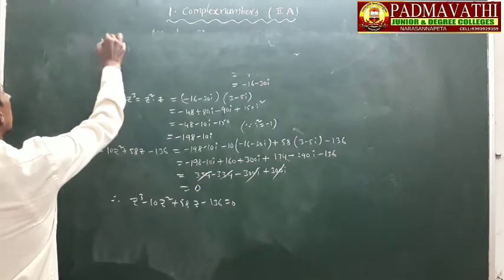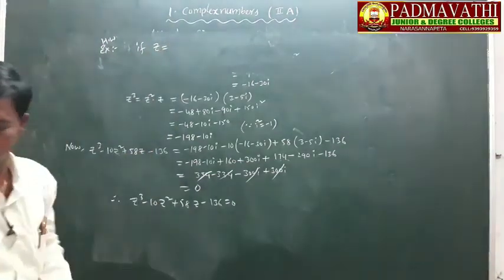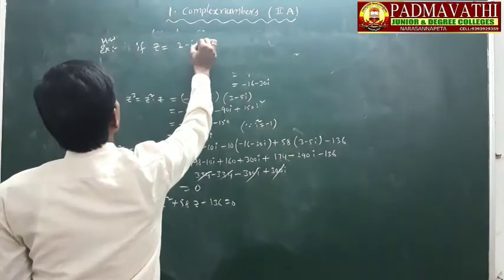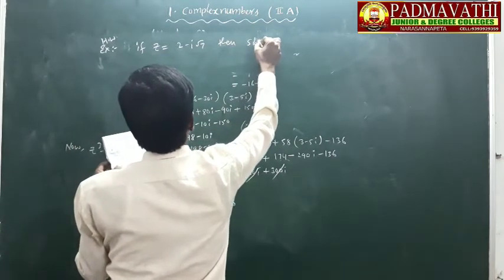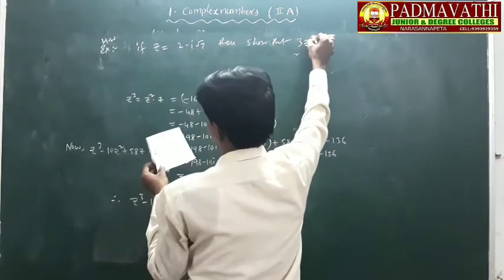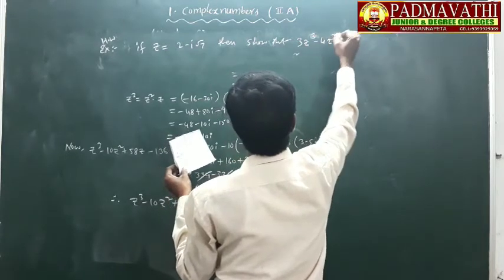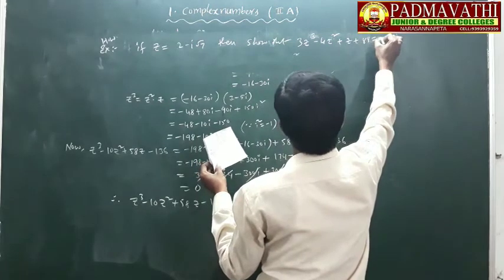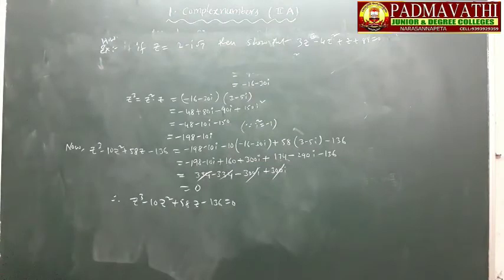Homework. If z equals 2 minus i root 7, then show that 3z cube minus 4z square plus z plus 20 equal to 0. Okay. Next problem.